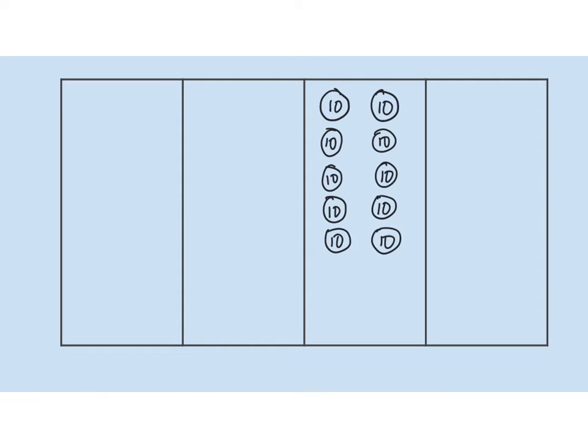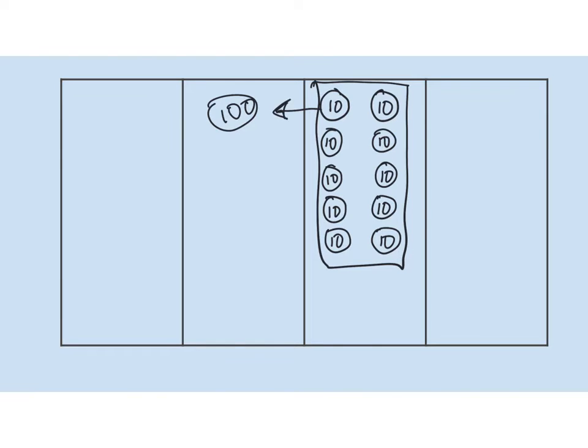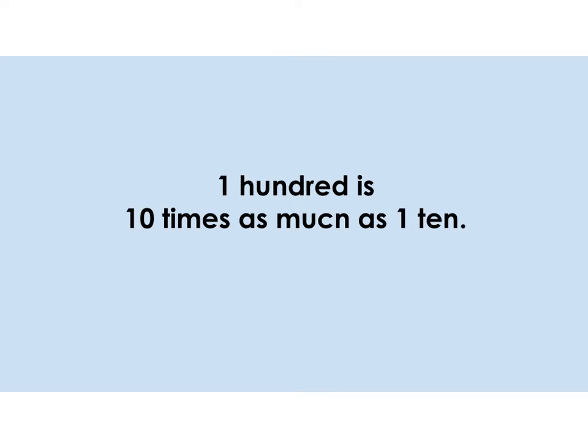Okay, so here we have 10 units of 10. So what larger unit can we make if we were going to rebundle this? We could make 1 100 unit from 10 10s. Okay, so if we look at this chart, we could say that 1 100 is 10 times as much as 1 10.